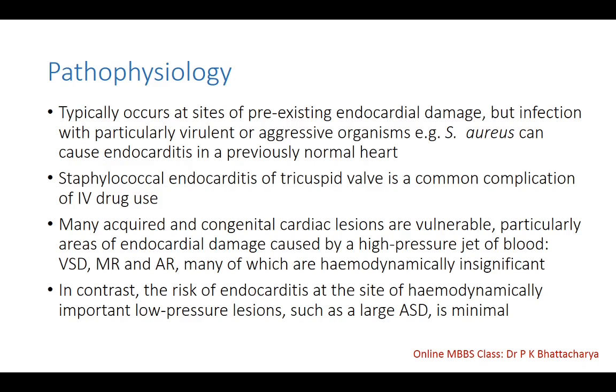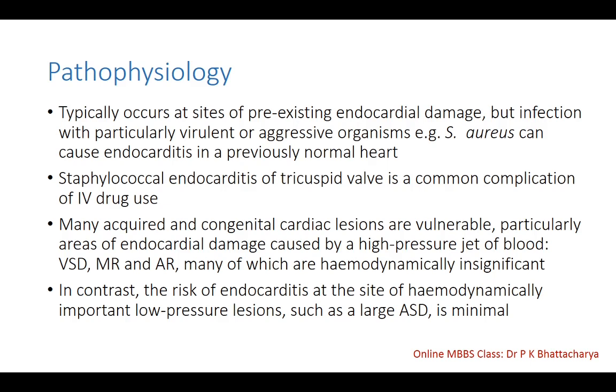The pathophysiology of the disease: it typically occurs at sites of pre-existing endocardial damage. But infection with virulent or aggressive organisms like Staphylococcus aureus can cause endocarditis in normal valves. So in acute endocarditis by a virulent organism, sometimes we find that a normal valve is affected. Then staphylococcal endocarditis of the tricuspid valve is a common complication of IV drug use.